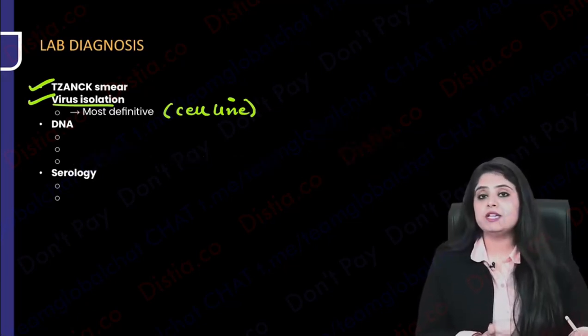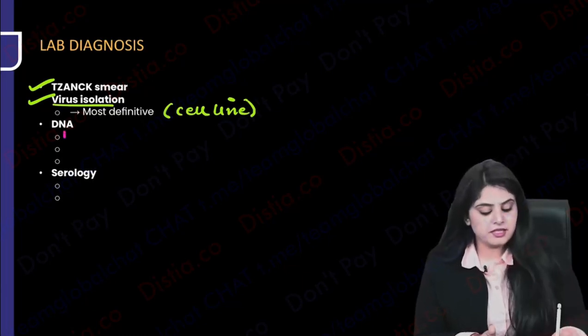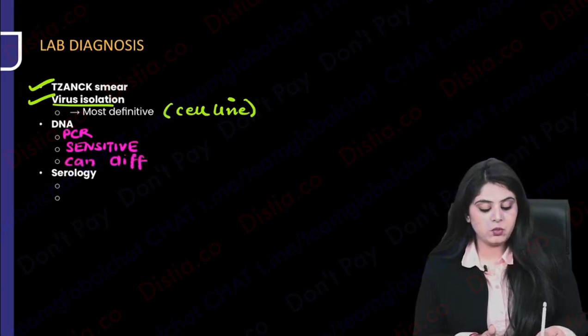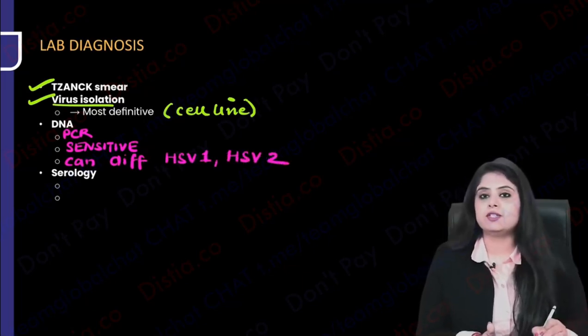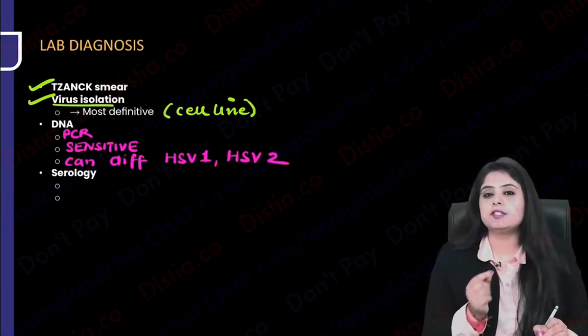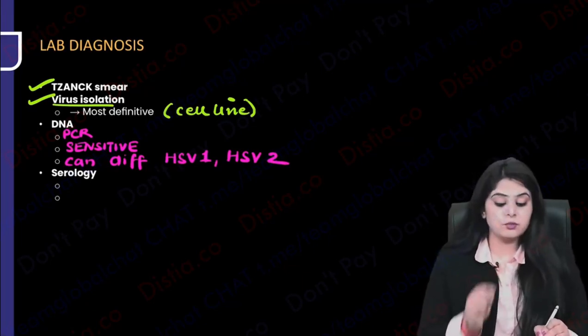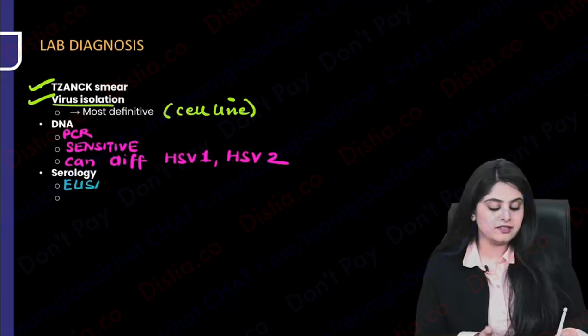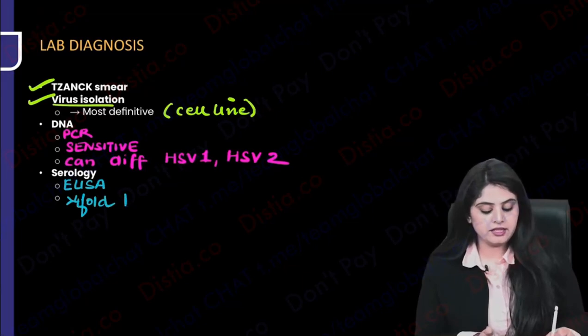What else can we do? We can do DNA studies. How are DNA studies done? DNA studies are done by polymerase chain reaction. Yes, this is definitely going to be sensitive. And we know that this can differentiate between HSV1 and HSV2. Although there are very minor differences in the antigen homology of HSV1 and HSV2, PCR can do that. Finally, what are we going to do in serology? Like always, we do ELISA, and if there is a four-fold increase in antibodies, it is suggestive of herpes.